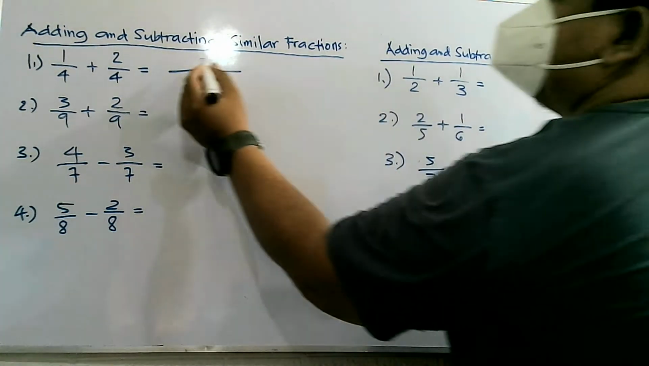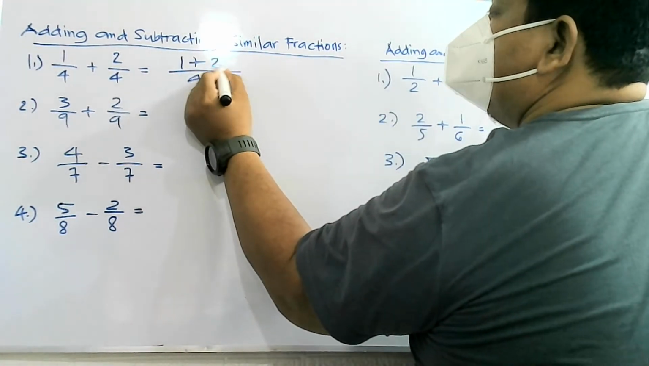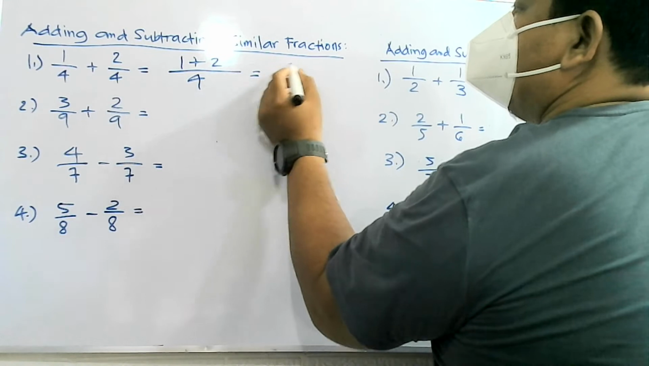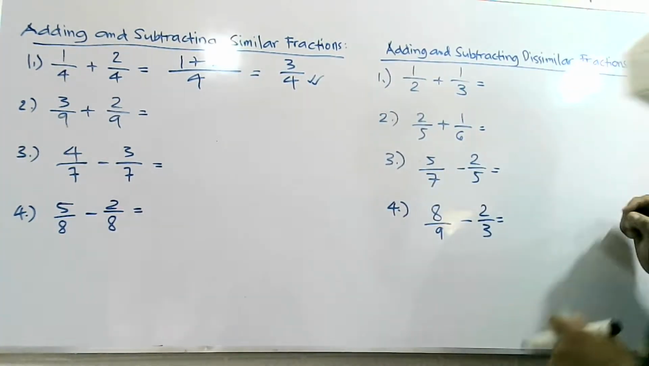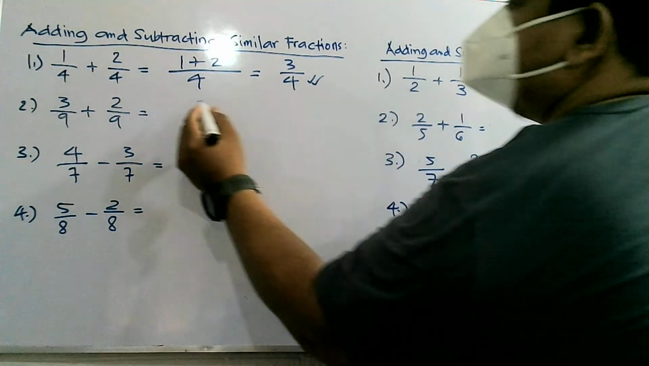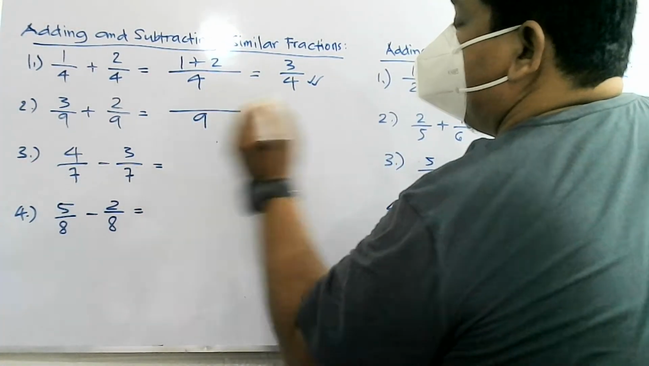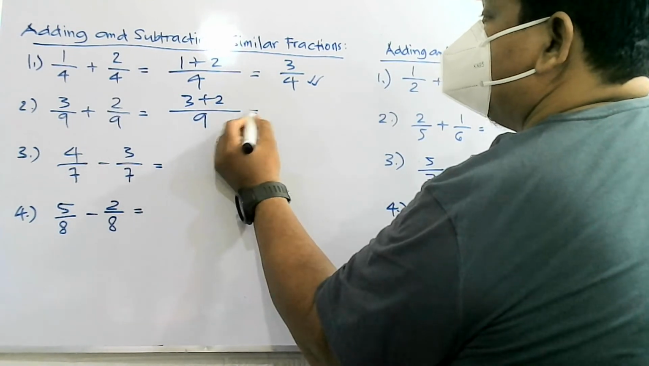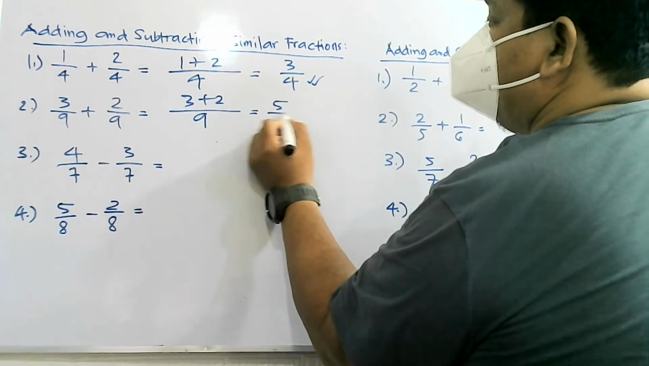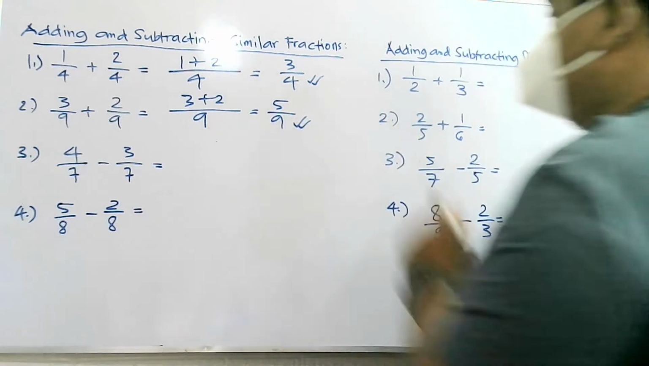and then you just simply add the numerators. So 1 plus 2, that's 3 over 4. So the final answer is 3 over 4. Now, next example, copy the denominator and then you add the numerator. So therefore, you will have 5 over 9.